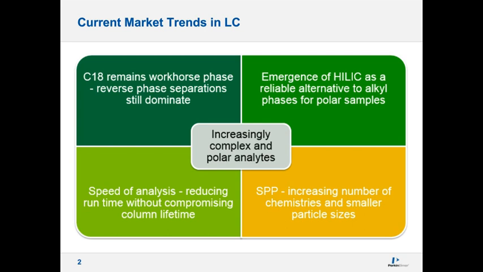Various stationary phase chemistries are coming out regularly to help solve customer challenges. There is a definite emergence of HILIC chromatography in recent years due to the growing need for the analysis of polar compounds, and AQ columns are gaining momentum for this reason too. Additionally, there is a continuing trend for faster analysis without compromising column lifetime, and we've seen the development of what is termed SPP, or superficially porous particle columns.